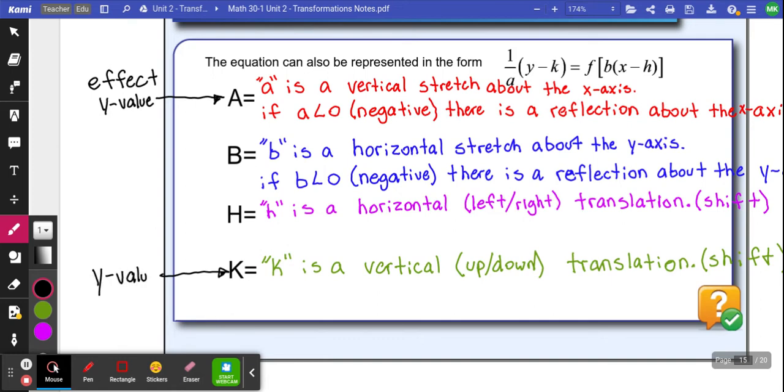The same goes for horizontal things. So when I look at B and H, if I'm stretching something horizontally, it doesn't go up or down. It goes left or right. It's just stretching left or right, which means it's only affecting the x values of your points. And the h value is only affecting x values as well.